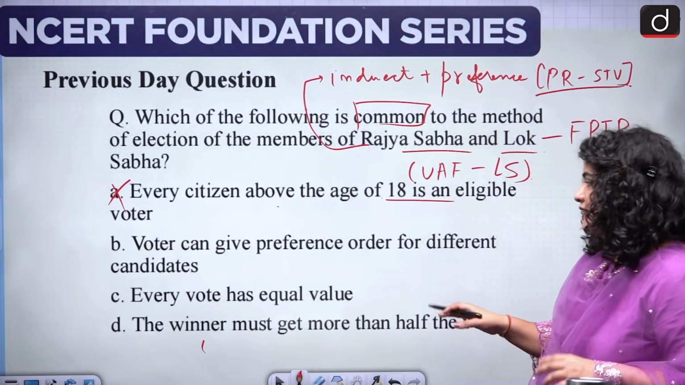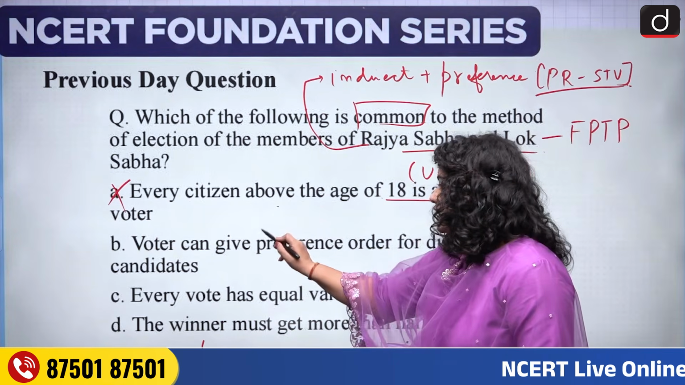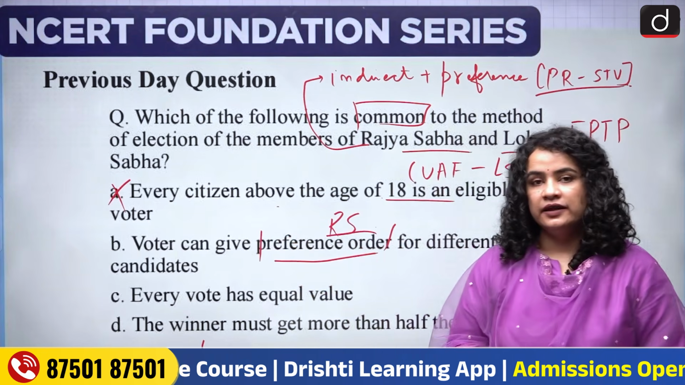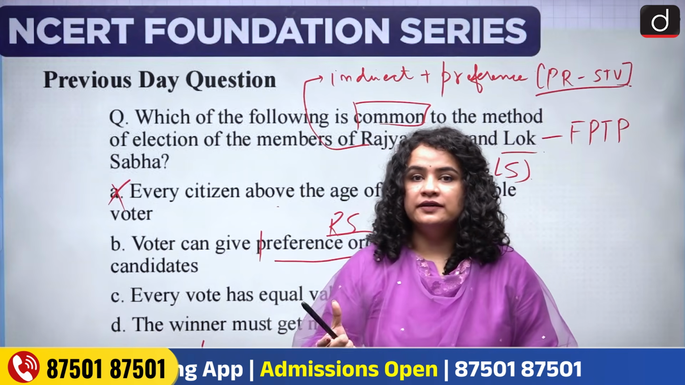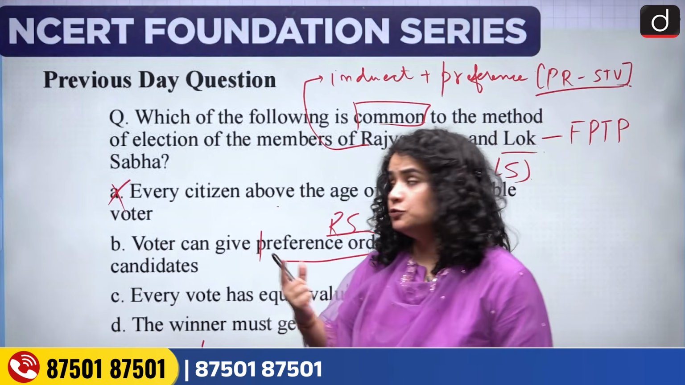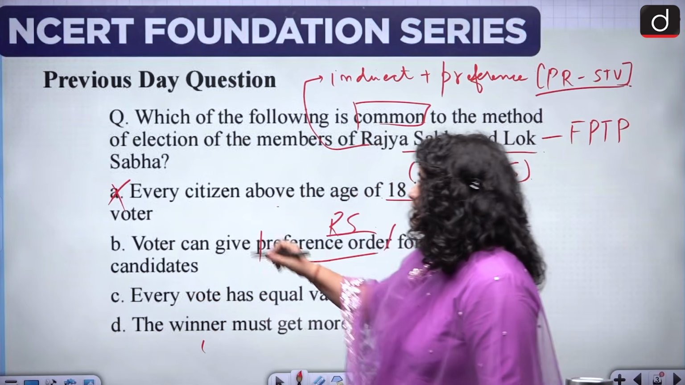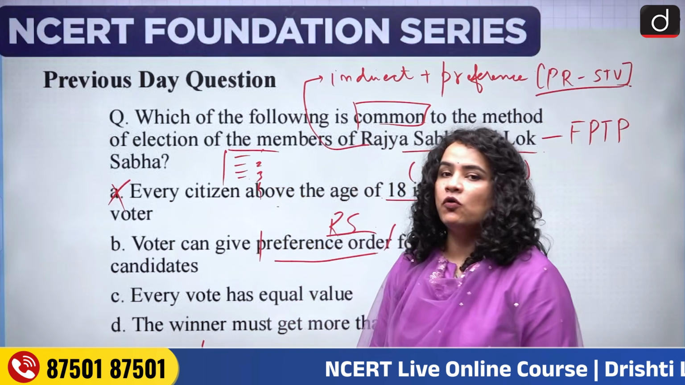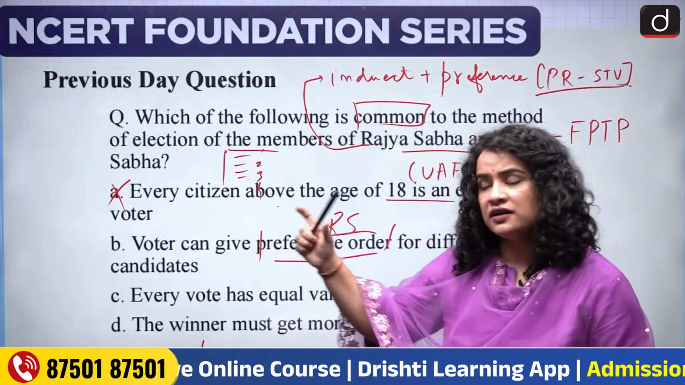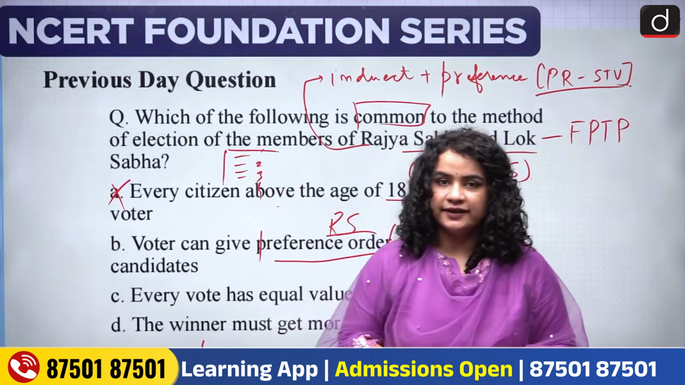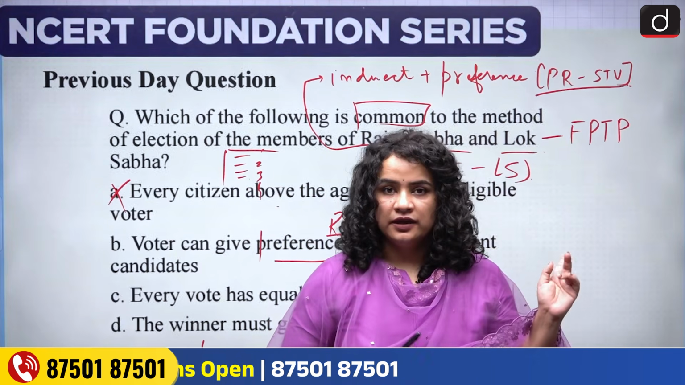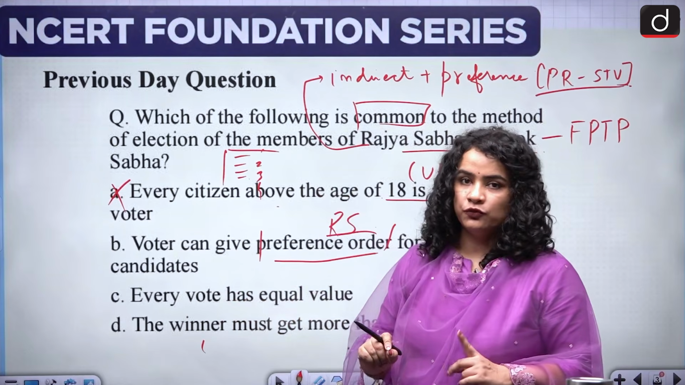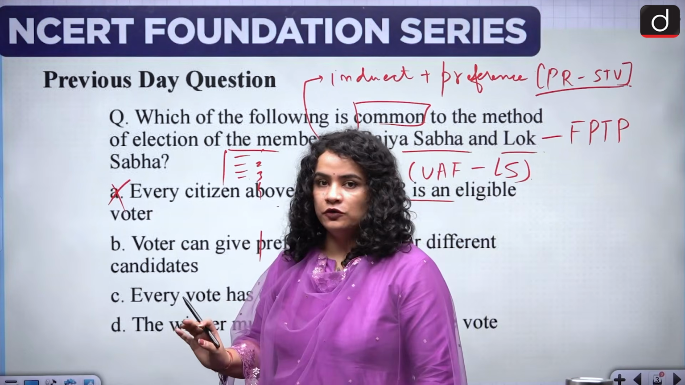Option B says voter can give preference order for different candidates. Again, preference order has to do with Rajya Sabha. We discussed in the preceding lecture that when the vacant seats are to be filled for the Rajya Sabha, then the MLAs list out candidates in the order of their preference, alright, or they mark their preference against the names of the candidates. However, this is not the case with Lok Sabha elections, where every voter has to cast a vote for a single candidate with no order of preference.